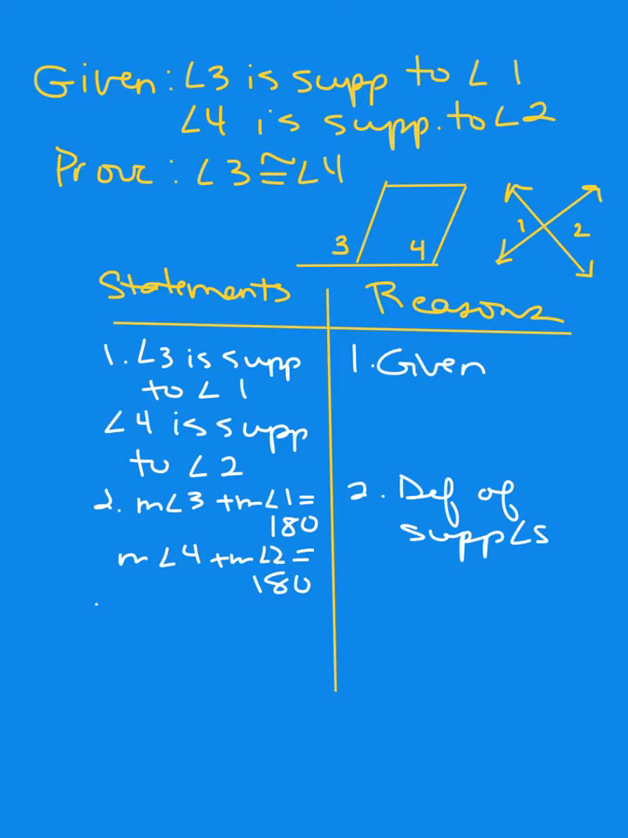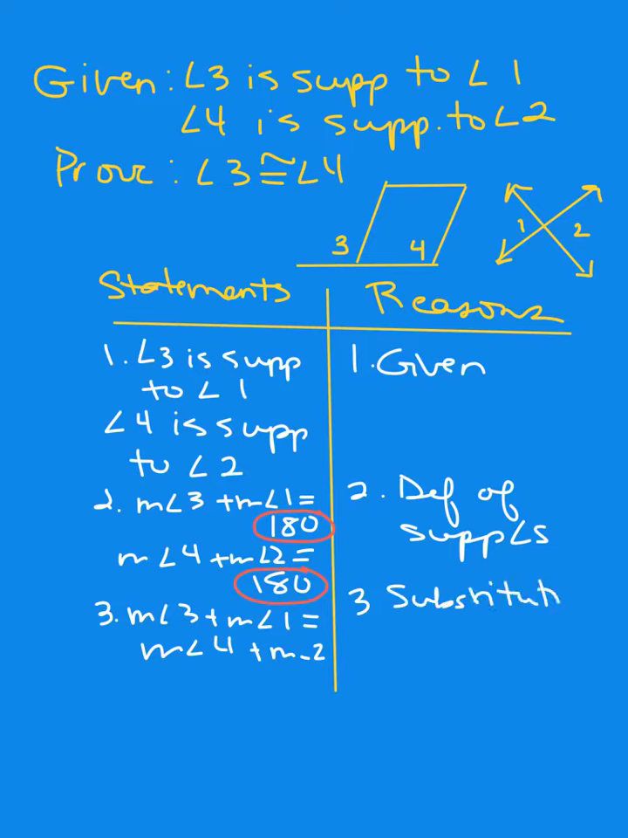Now my next step, if I look at my previous step, step 2, I notice that they're both equal to 180. I have 3 and 1, when I add them together I get 180, and 4 and 2 when I add them I get 180. So if they're both equal to 180, I can say that they are equal to each other. So I can say the measure of angle 3 plus the measure of angle 1 is equal to the measure of angle 4 plus the measure of angle 2, and that is because of substitution. I move things around since they're both equal to 180.